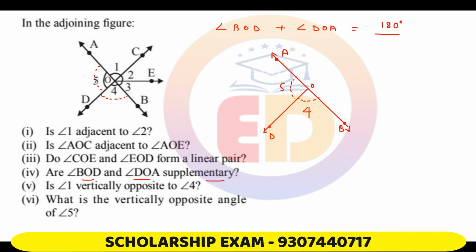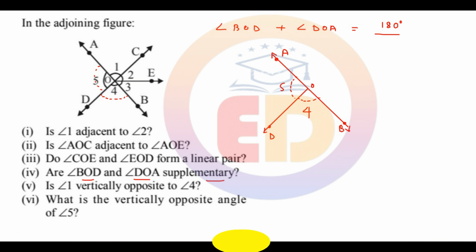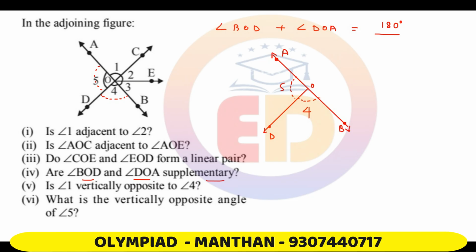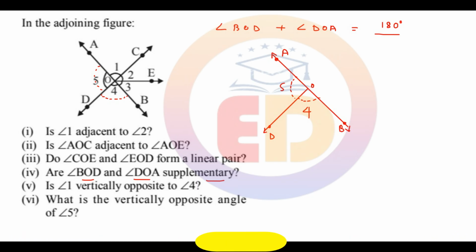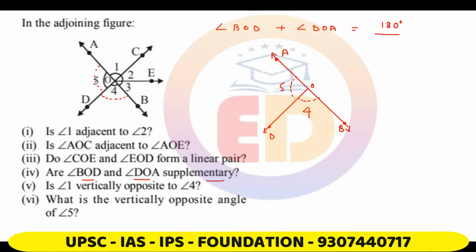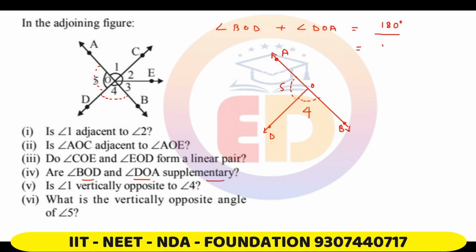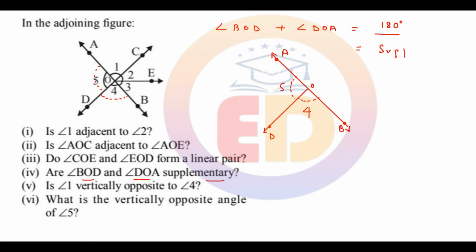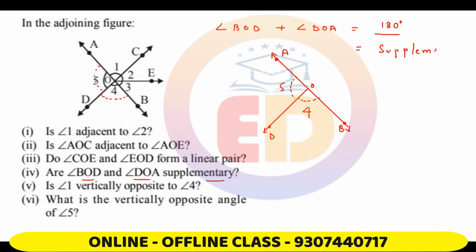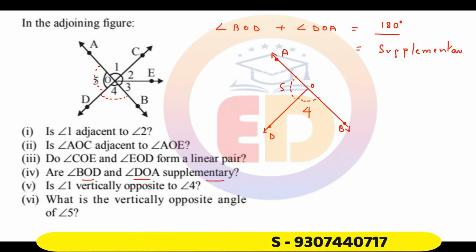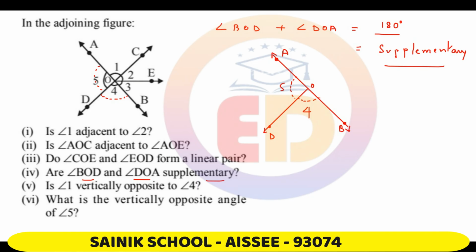तो हमारा जो एंगल 4 और एंगल 5 है, जो एंगल BOD और एंगल DOA है, ये दोनों एक स्ट्रेट लाइन पर आ रहे हैं. And since these two angles are on a straight line, the sum of these two angles will be 180. So yes, we can say that the sum of these two angles is supplementary. Answer to question number 4 is true.